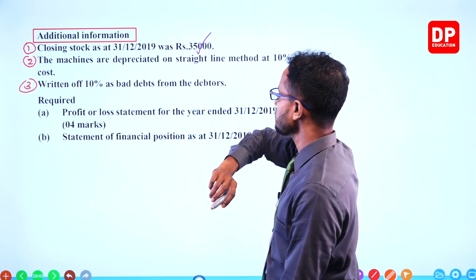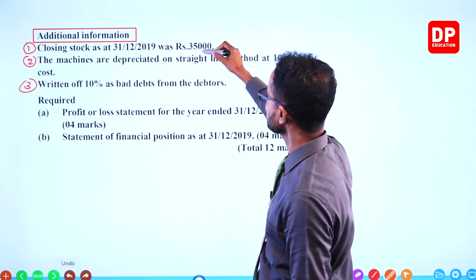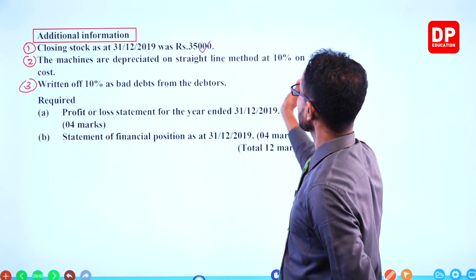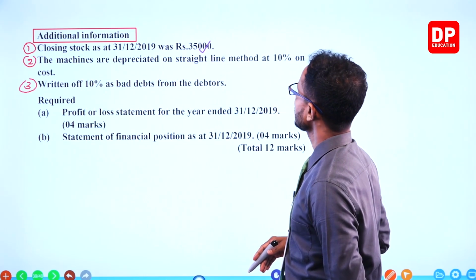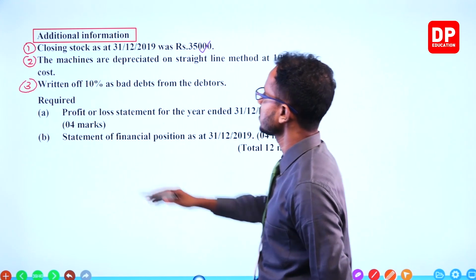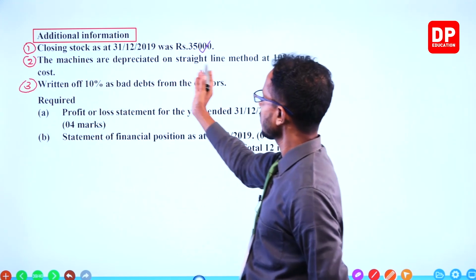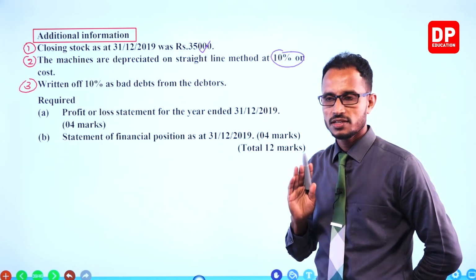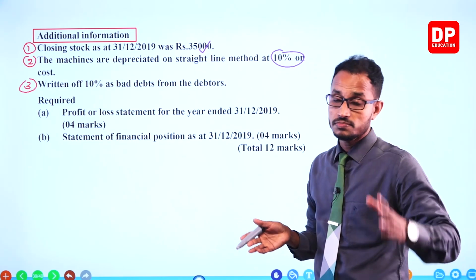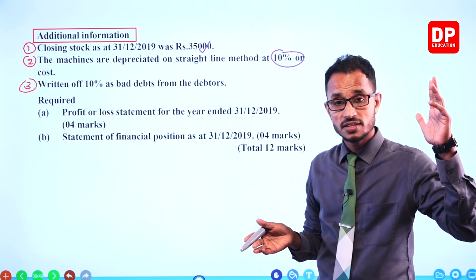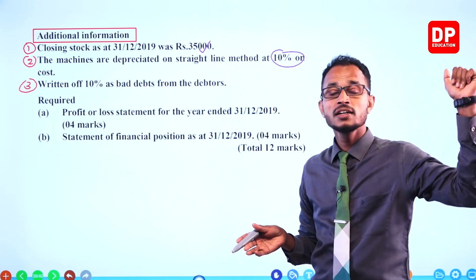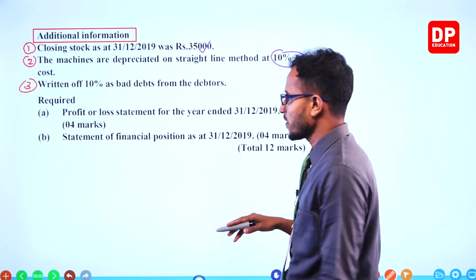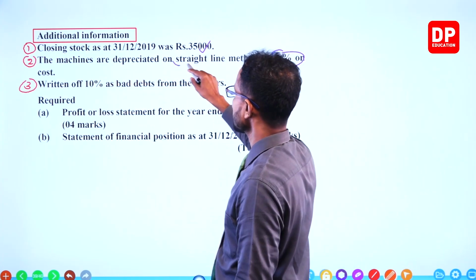First adjustment done. Next adjustment. Machines are depreciated on straight line method, 10%. Straight line method is the only method in your textbook now. Previously there was another method many years back. Now you don't have to worry about it. It's not relevant now. You only get this method, straight line method.